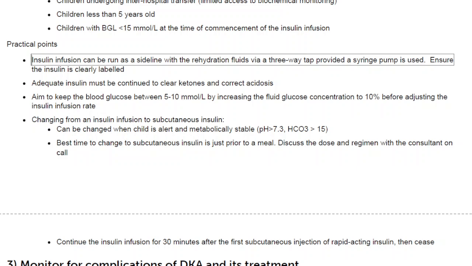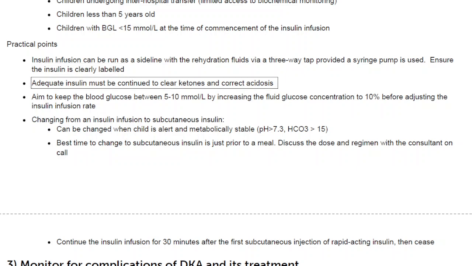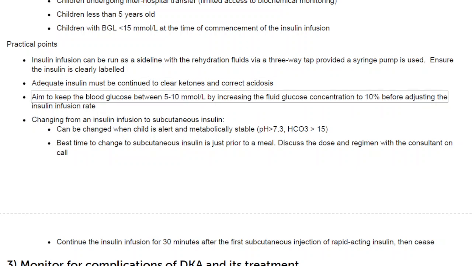provided a syringe pump is used. Ensure the insulin is clearly labeled. Adequate insulin must be continued to clear ketones and correct acidosis. Aim to keep the blood glucose between 5 to 10 mmol/L by increasing the fluid glucose concentration to 10% before adjusting the insulin infusion rate.